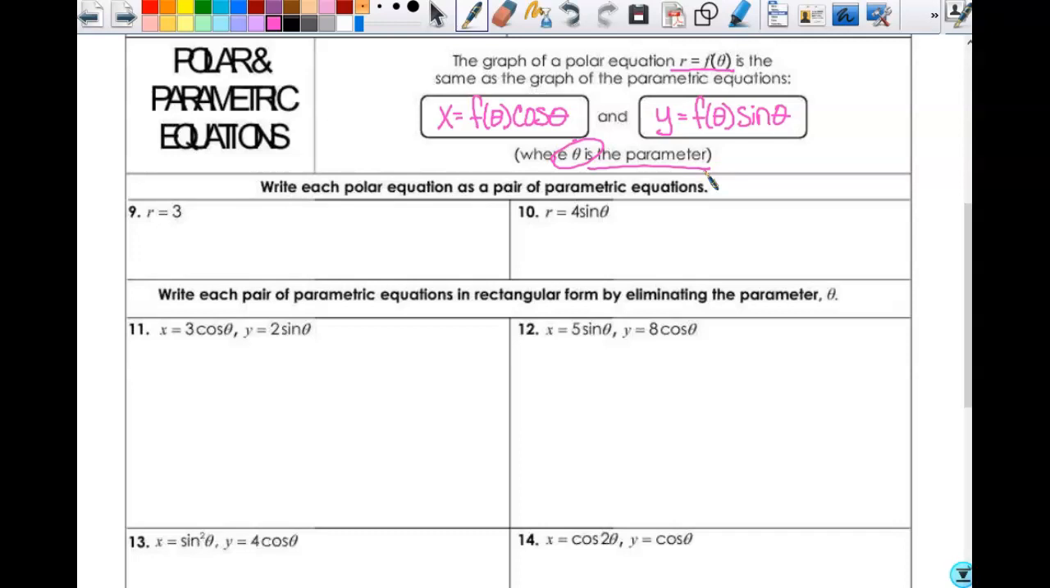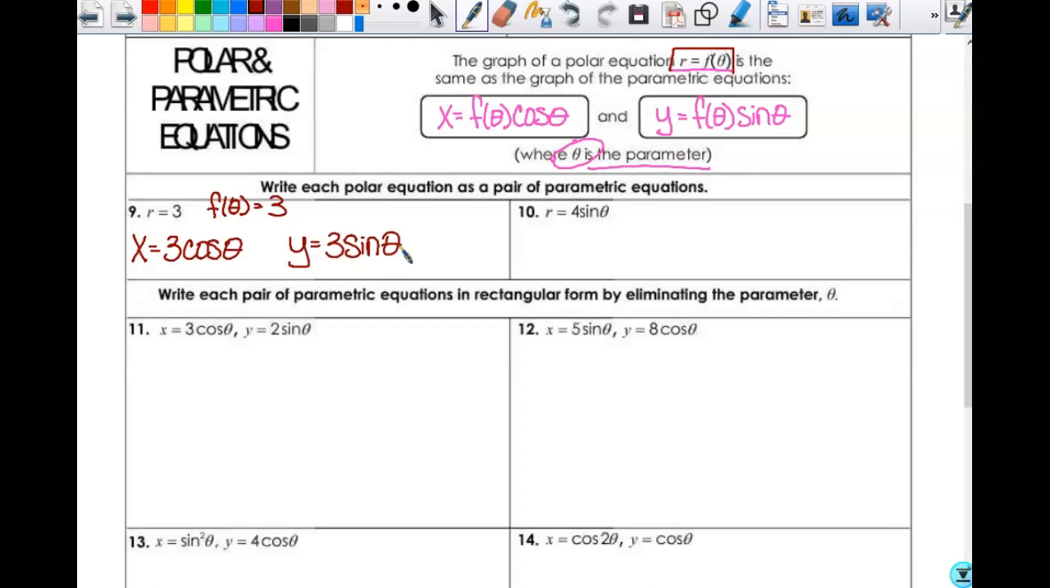And it says to write each polar equation as a pair of parametric equations. So if we're told here that r equals f of theta, and I have an r equals here, then that means here f of theta equals 3, right? If r equals f of theta, it has to be 3. And then to get these into parametric equations, this is going to give me x equals 3 cosine theta and y equals 3 sine theta. Everybody okay with that? That easy?